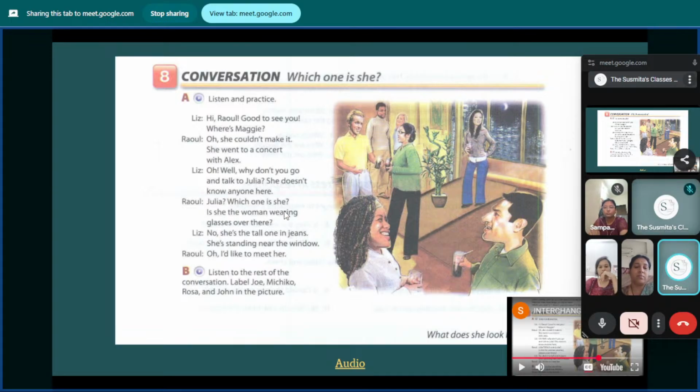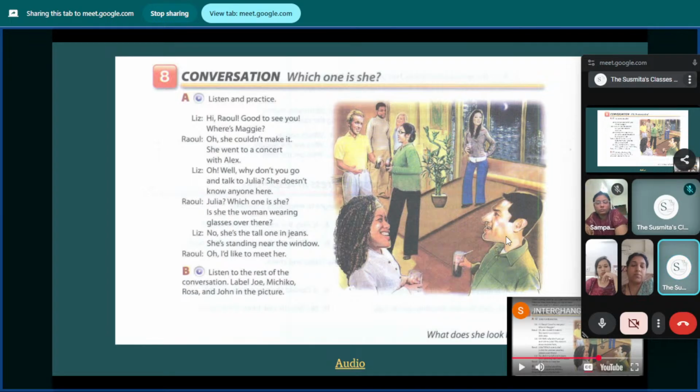So same way she is saying, first he asks, is she the woman wearing glasses over there? So glasses मध्ये ही आहे बरोबर इथे. So she says no, she is the tall one in jeans. She is standing near the window. Of course she is alone because she just said she doesn't know anyone over here. Correct? Then he says, oh, I would like to meet her.